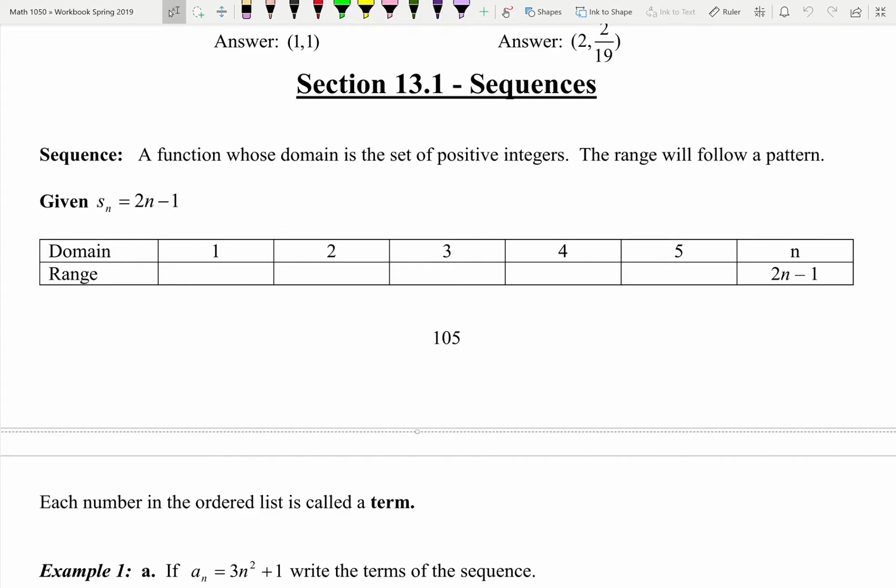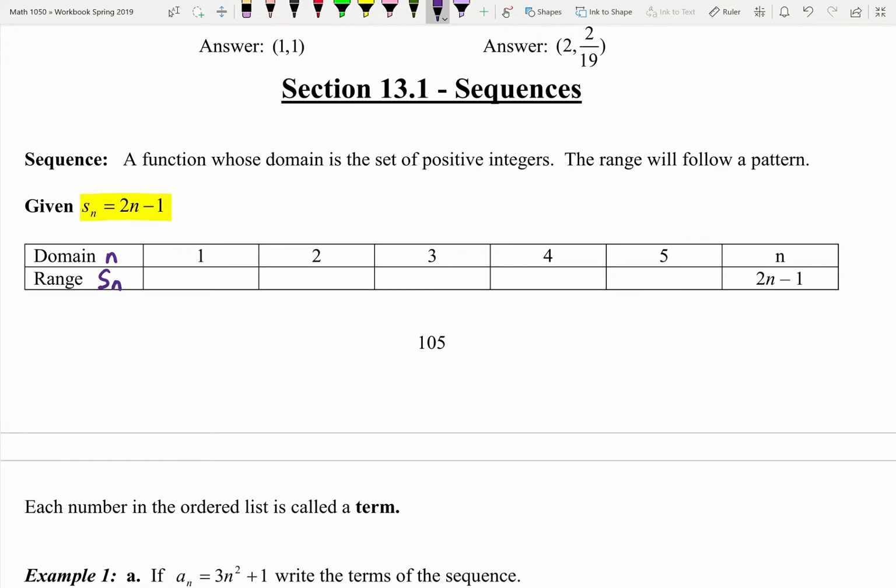13-1. So this first one's easy because they just give you the formula. Okay, so here's your formula right here. To find a specific term, you just take 2, multiply by n, and subtract 1. So the domain, this is the value of n, and the range, this is the value of s sub n, or the term. So it's totally easy.